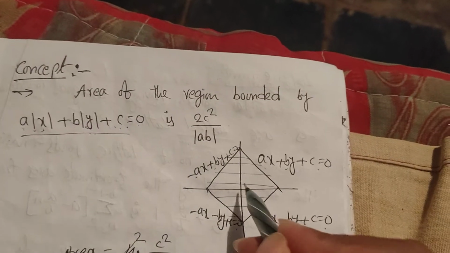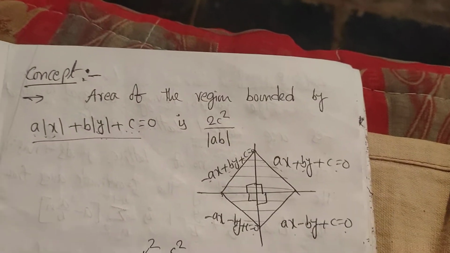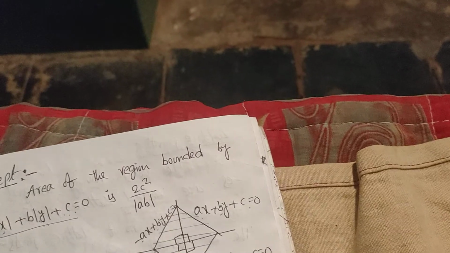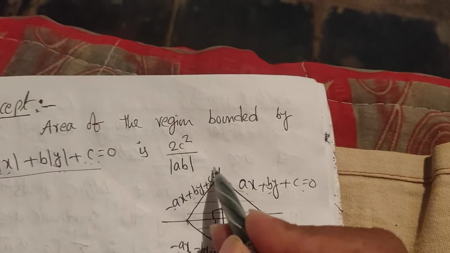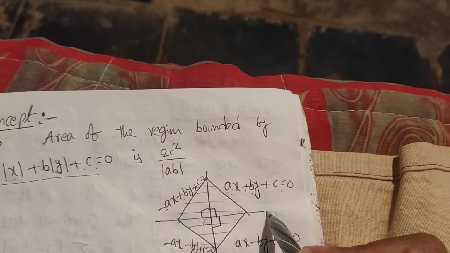A mod x plus b mod y plus c is equal to 0. Then this area is nothing but, see here, right angle triangles. It forms a rhombus. Actually, it is nothing but we have considered in a coordinate axis.